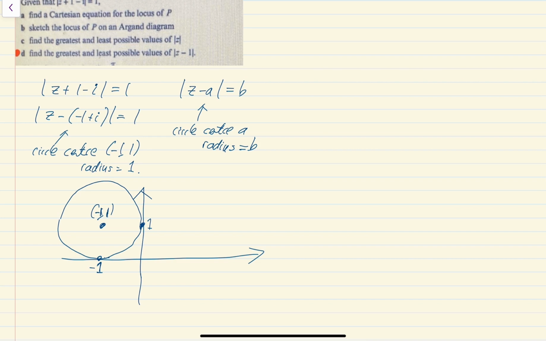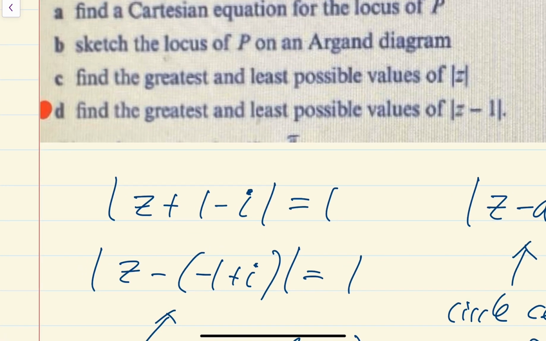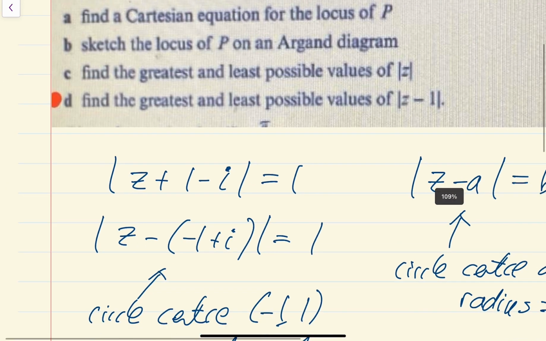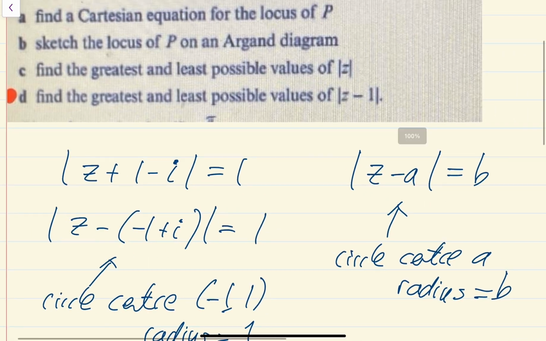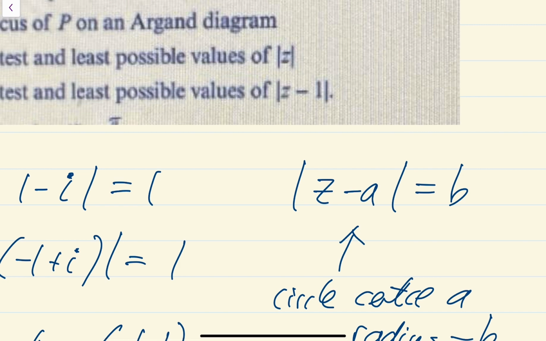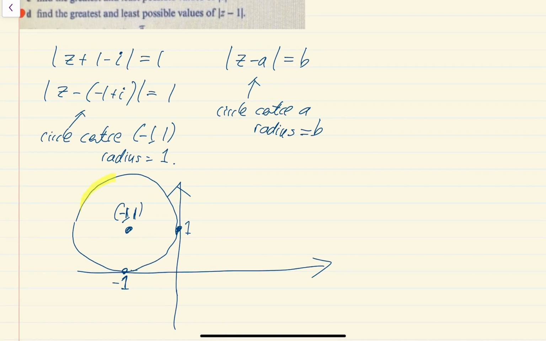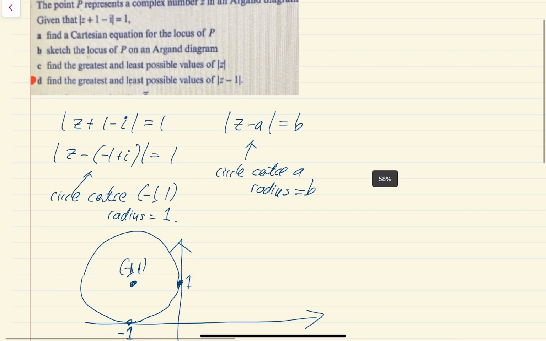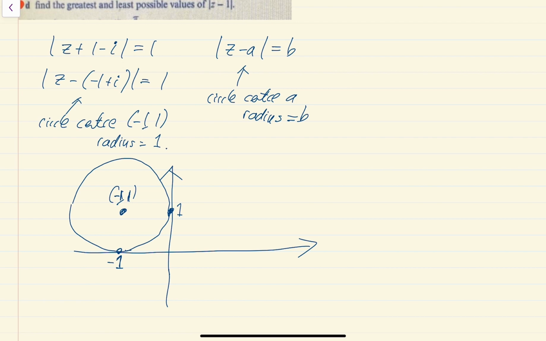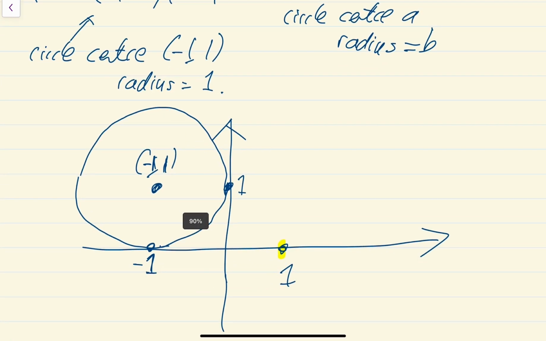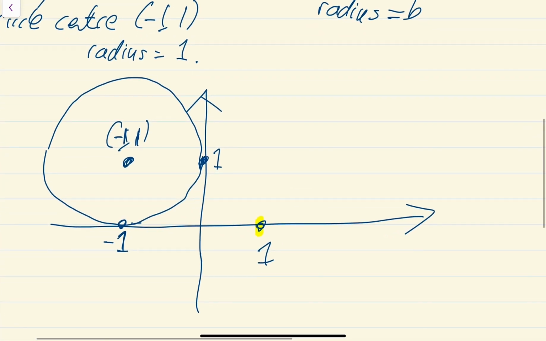Okay, part D says find the greatest and least possible values of modulus of z minus 1. What on earth is that? Modulus of z minus 1 is the distance from the point 1, that's 1, 0, to my z values. And the z values are basically every point on this circle. So it's the distance from this point at 1 to this circle. Seems easy, but it's not quite so easy.